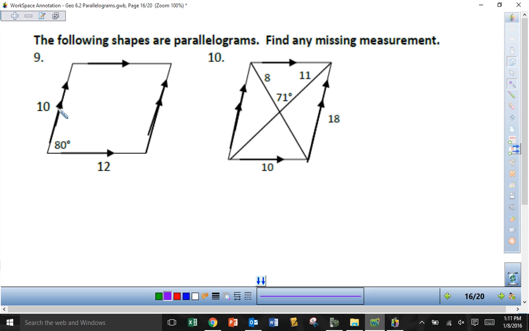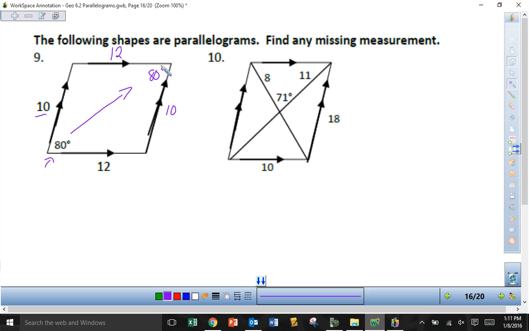So for this first one, we are told that this is 10, so that means the opposite side better be 10. Same idea here. If this is 12, we know the opposite side has to be 12. So that's talking about sides. Now if we look at the angles, we are told that this base angle here is 80 degrees. That means that the angle opposite of it better be 80 degrees.